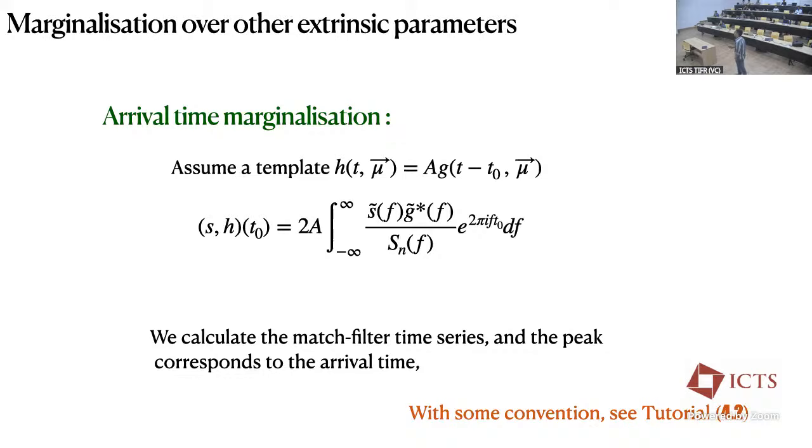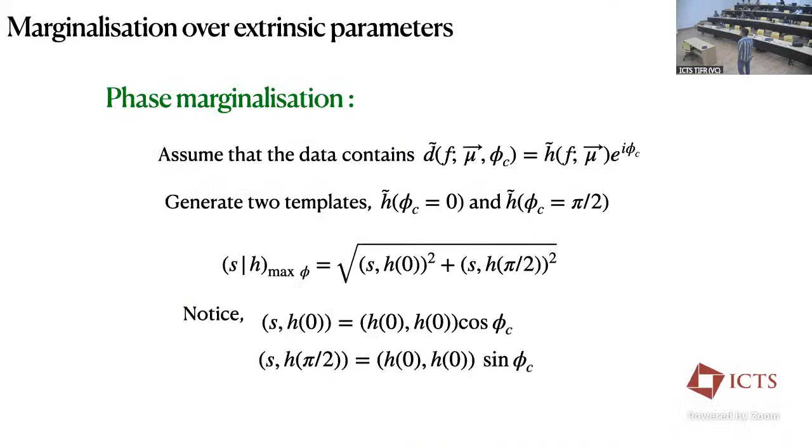Now, if we want to know the arrival time of that event, we'll discuss this in really detail in tutorial 4.2. But let's assume that our template is given by this, where this mu is all the other parameters except the arrival time, and this template peaks at T0. You can compute the matched filtered SNR as a time series, and whenever the time series peaks, you can find out the arrival time accordingly.